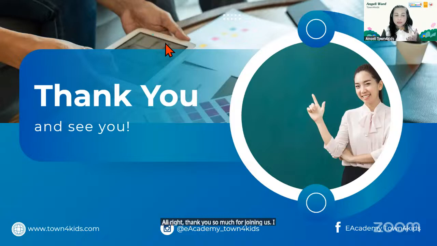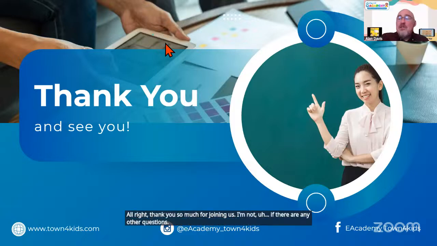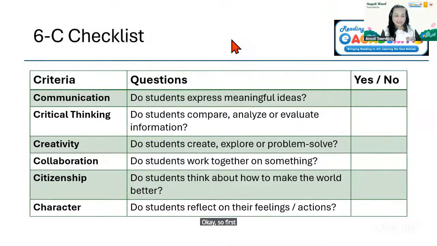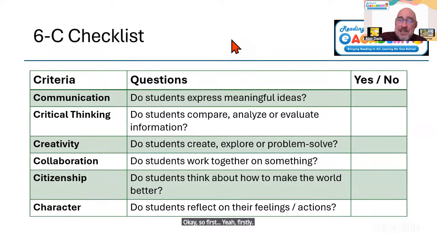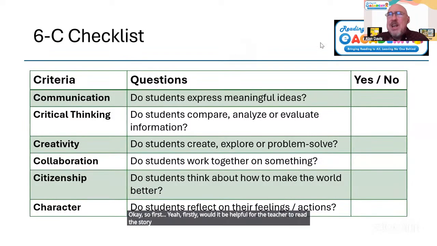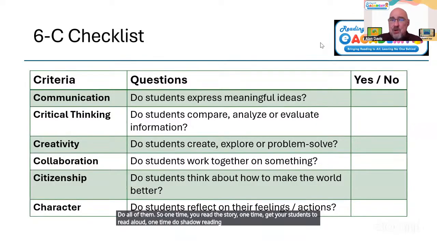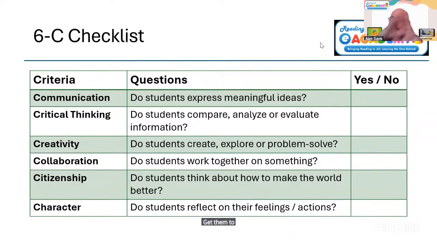If there are any other questions, I have a few that I'll answer, if you don't mind. Firstly, would it be helpful for the teacher to read the story? Sometimes. I talked about a few ways you could do reading. Do all of them. One time you read the story, one time get your students to read aloud, one time do shadow reading for shorter stories. Get them to read to each other, get them to read in groups. All of them are great because different students respond better to different ways, right?